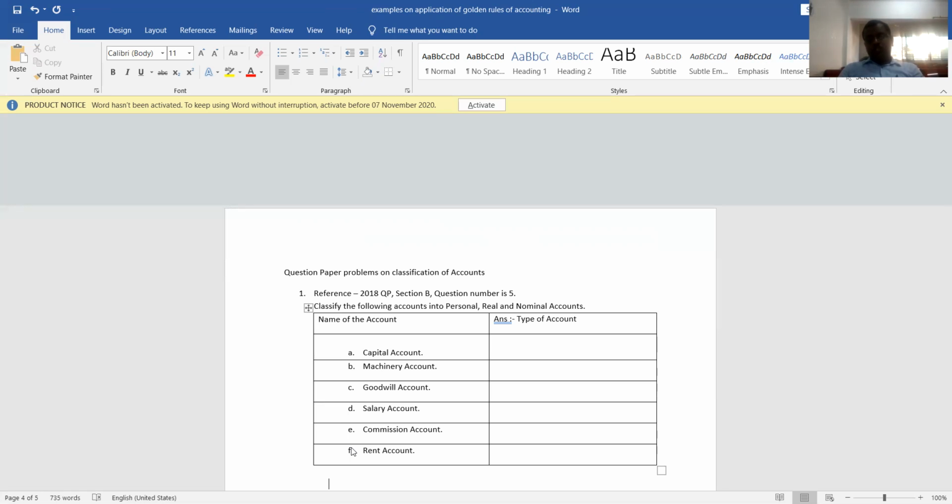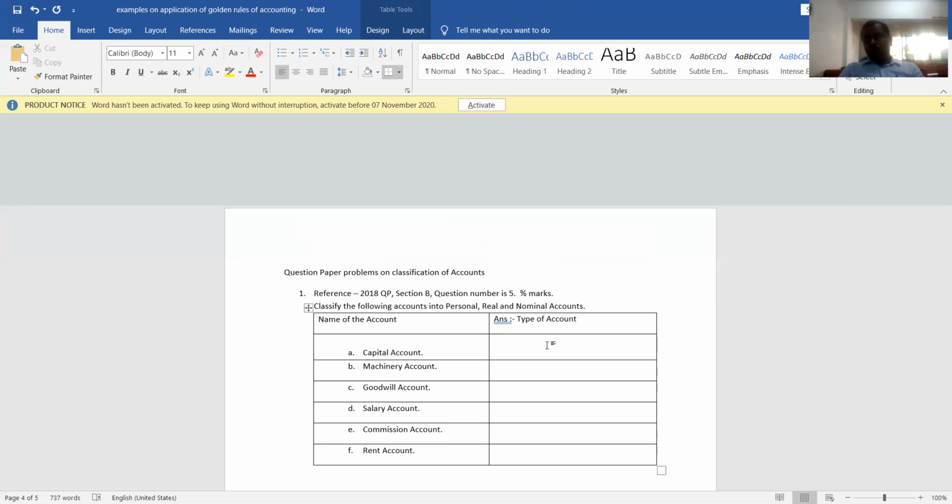Actually, the first question is from the 2018 question paper. First problem, it is from the 2018 question paper, Section B, and the question number is 5. This particular question appeared for 5 marks. Okay. What is the question? The question is: classify the following accounts into personal, real, and nominal account.